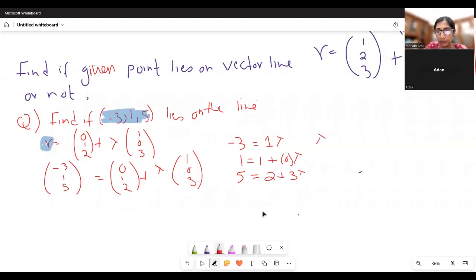First one is lambda equals minus 3. And the last one is lambda equals 1. And in the second one, lambda is getting eliminated and we're just getting 1 equals 1. So hence, since there is not a fixed value for the constant lambda, hence (-3, 1, 5) does not lie on the given vector line.